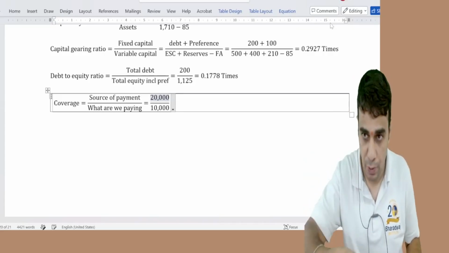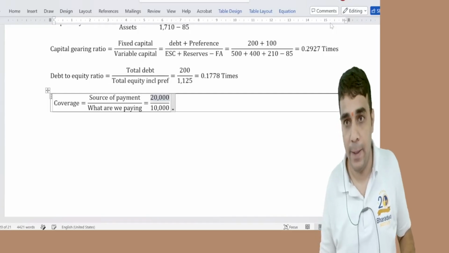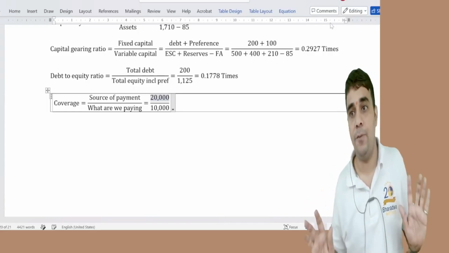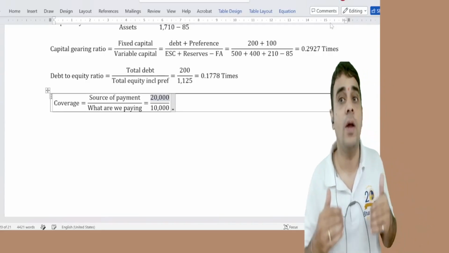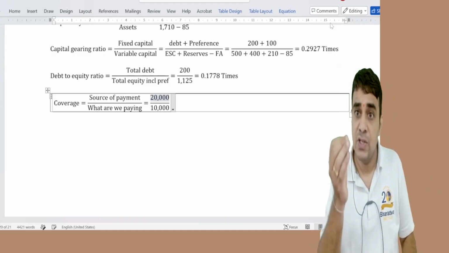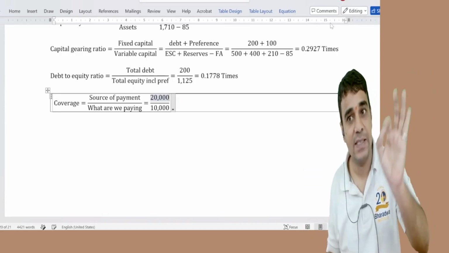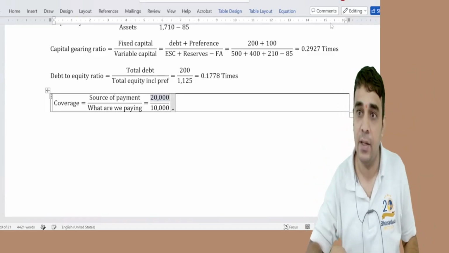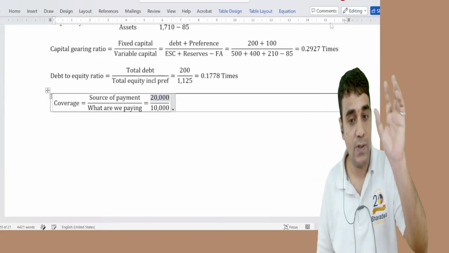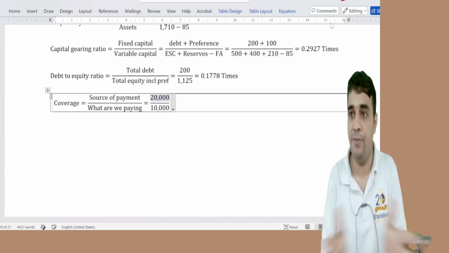Higher the coverage ratio, better it is for me. Lower coverage ratio, problematic for me, because the higher the coverage ratio, the more comfortable I am to meet the expense. Example, COGS coverage, we don't have a ratio like that, okay. COGS coverage ratio is equal to sales by COGS, because COGS is paid out of the sales income. What is the source of paying, divided by what are we paying? This is the usual formula. With this, there are variants I'll introduce.